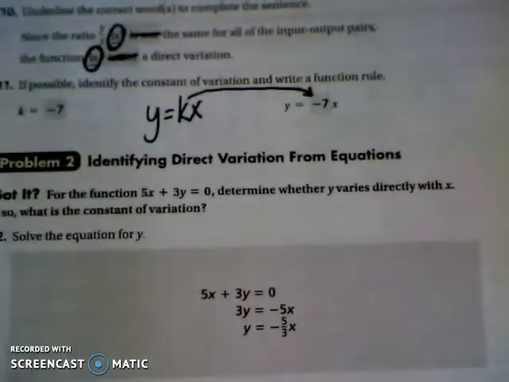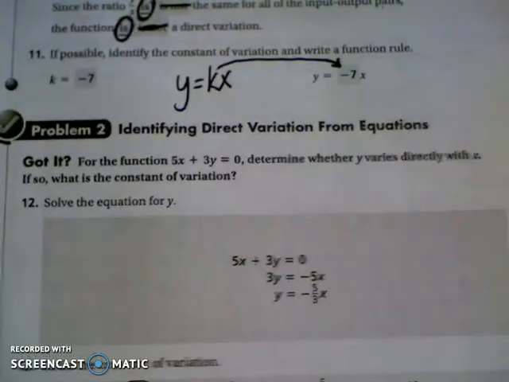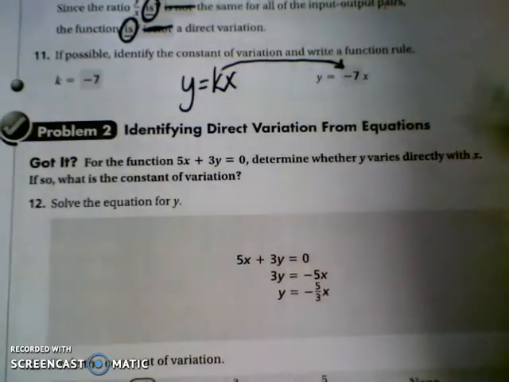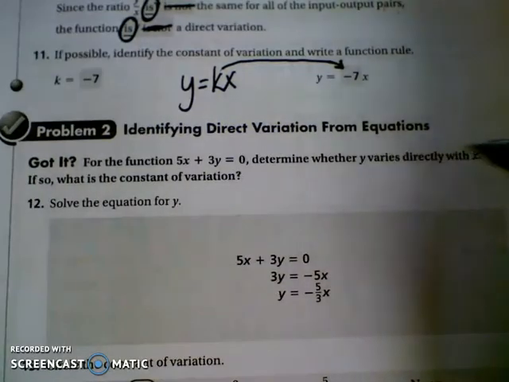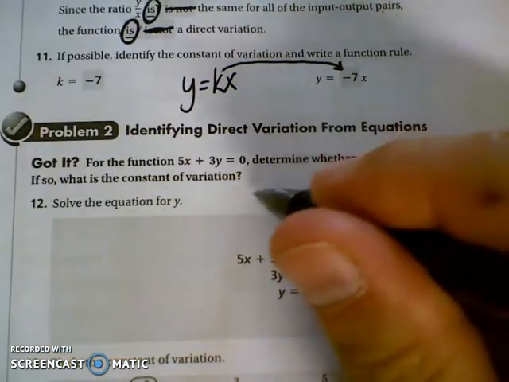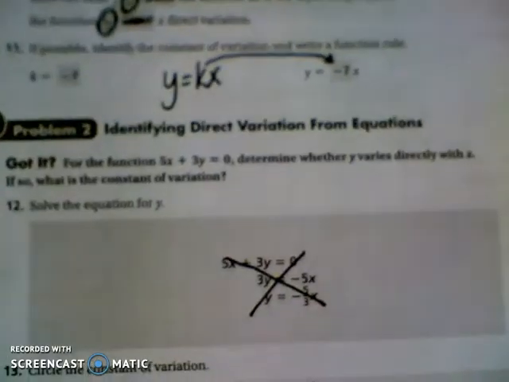Number 2, identifying a direct variation from equations. From the function 5x plus 3y equals 0, determine whether y varies directly with x. If so, what is the constant of variation? So you have, and I'm not going to do it their way, I'm going to do it a little different way.